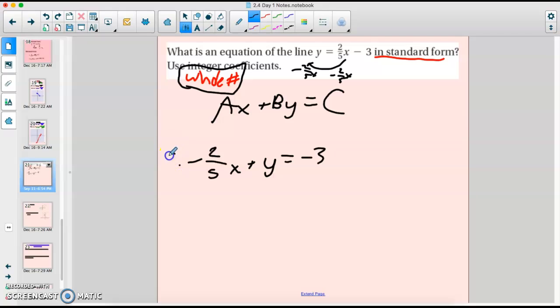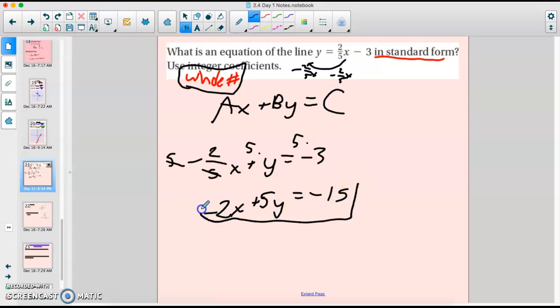All we're going to do is multiply by 5. Now when we multiply by 5, we need to multiply everything by 5. Okay, this is important. Please do not miss out on multiplying this piece by 5. You need to multiply the y piece by 5. So here it cancels out and we're left with negative 2x plus 5y equals negative 15. Now we have it with whole numbers in standard form, and there's our answer.